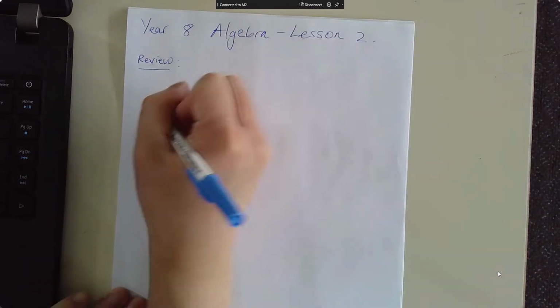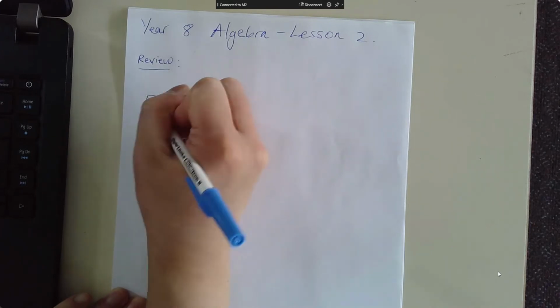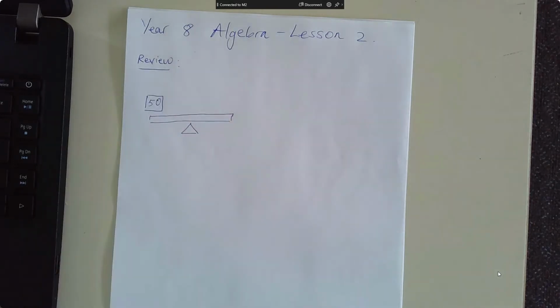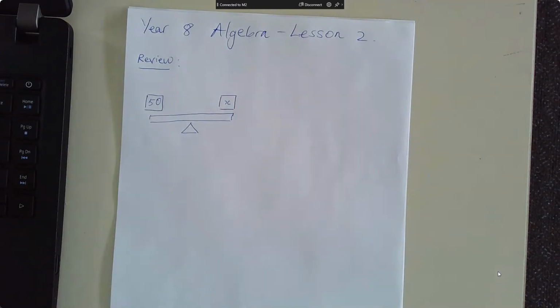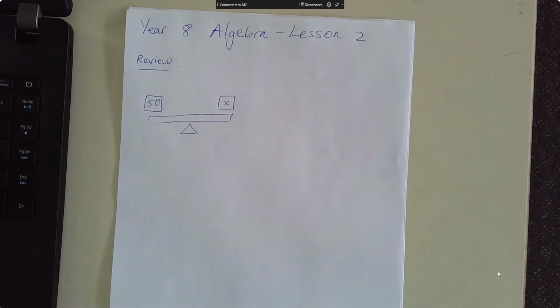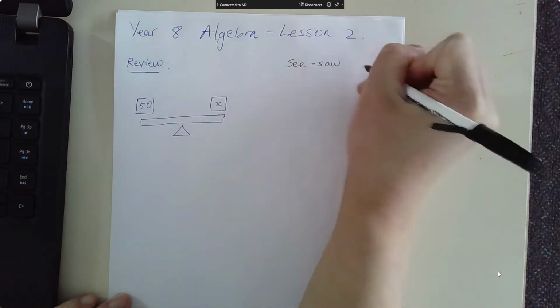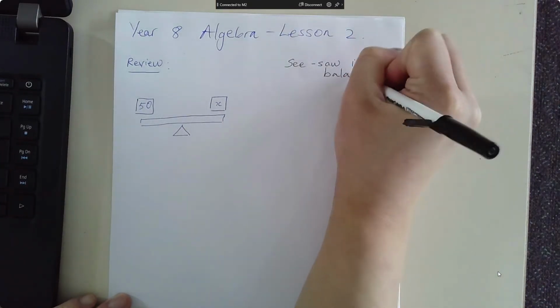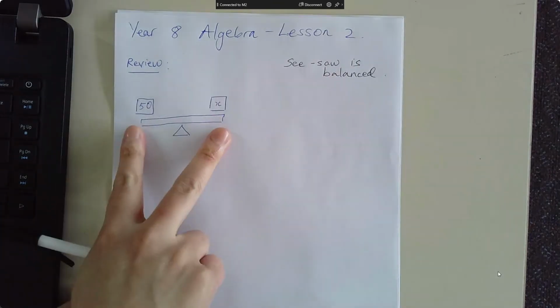For example, I'll pick a different number this time, if I have 50 kilograms on one side, and I've got another weight on the other side, I don't know what it is, I'm just going to call it X. But I also know it's balanced. What is the value of X going to be? 50. Yeah, it's balanced because you must have the same amount on both sides.